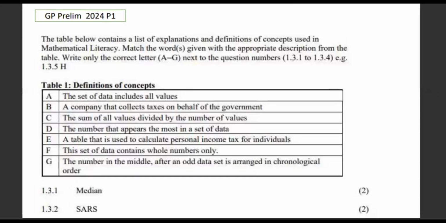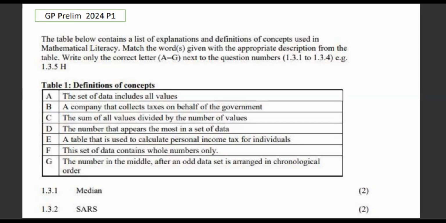All right, and we come to Gauteng province. This came in 2024, paper 1, prelim. The table below contains a list of explanations and definitions of concepts used in mathematical literacy. Match the words given with the appropriate description from the table. Write only the correct letter next to the question numbers. An example, 1.3.1 to 1.3.4, e.g. 1.3.5, it's H. That's how we're supposed to answer.